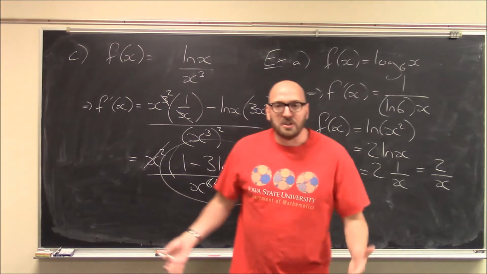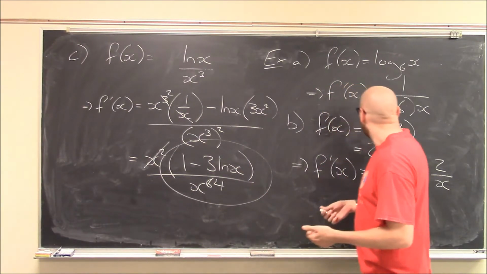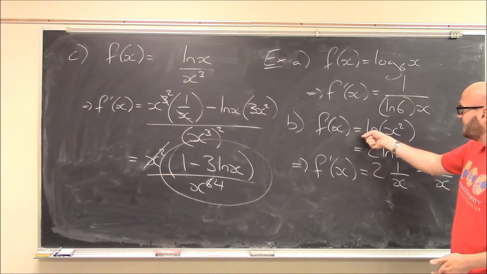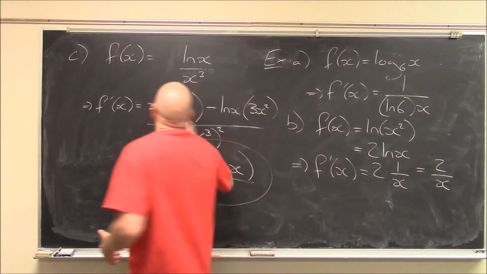But that said, just like the last section, the next question is, what if I have compositions, right? What if I didn't simplify this? Can I still differentiate ln of x squared? And the answer is yes, we just need to apply the chain rule. So I'll show you how to do that now.